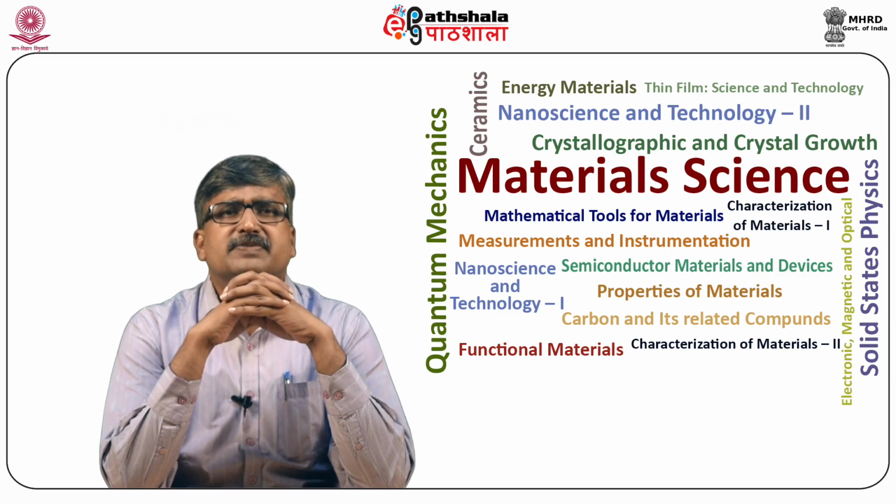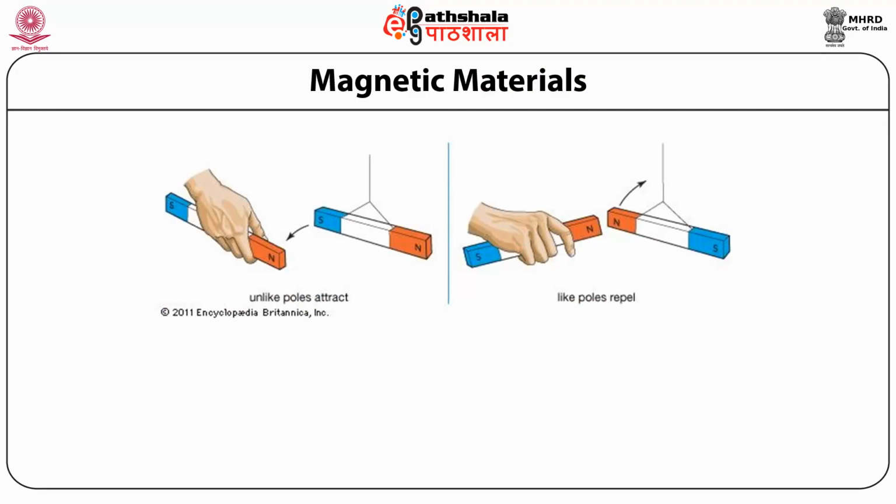Here the space function u(x) and the spin function v of the wave function are given by psi equal to u(x)v. I am going to talk about magnetic materials. Magnetism is a universal phenomenon associated with all materials that are composed of charged particles.